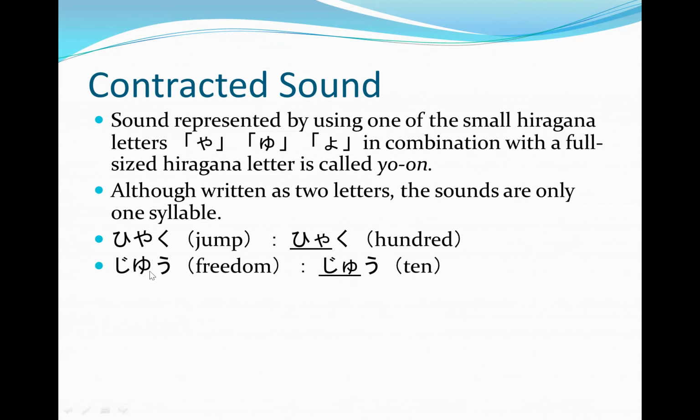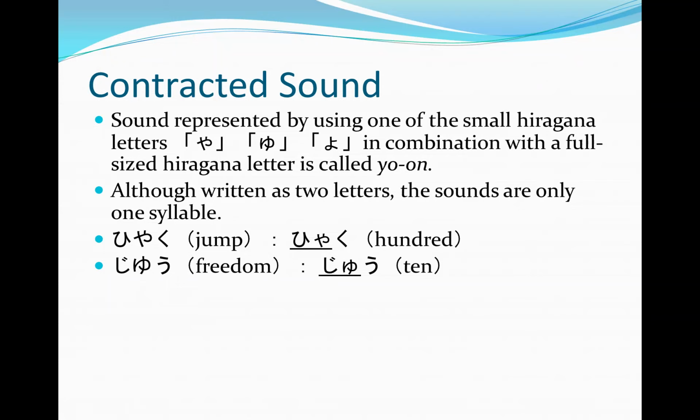Next, we have jiyuu for freedom, and then juu, which means ten. Here, the yu in freedom is written the same size as ji and u, while in ten, the yu is written half the size of ji, which makes it a contracted sound. So we would read it as juu, not jiyuu. Please listen while I say both words and notice the difference. Jiyuu, juu. Jiyuu, juu. That's very different. Juu as ten and jiyuu as freedom.